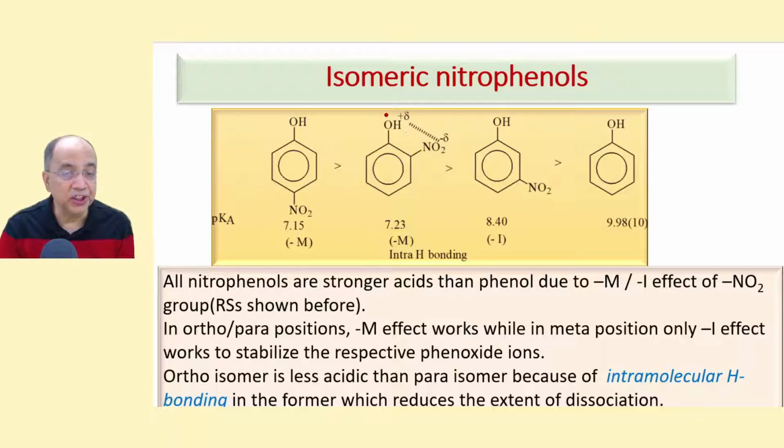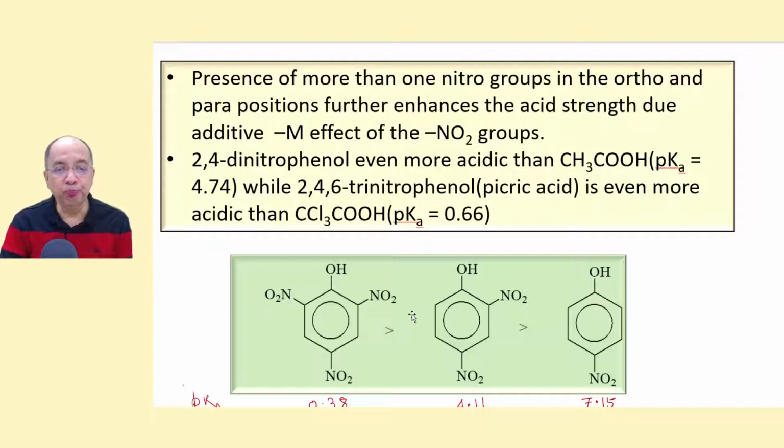Because of this, the release of proton, the dissociation of the OH group, is a little decreased. The ortho isomer is less acidic than para because of some intramolecular H bonding in the former, that means in ortho, which reduces the extent of dissociation. Right? Now let's see how the introduction of more and more minus M groups like nitro in the ortho-para position will enhance the acid strength to a large extent.